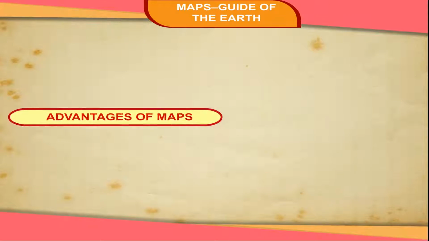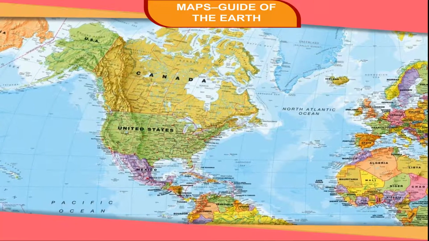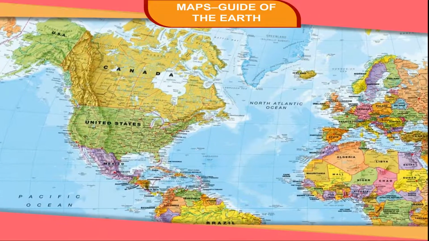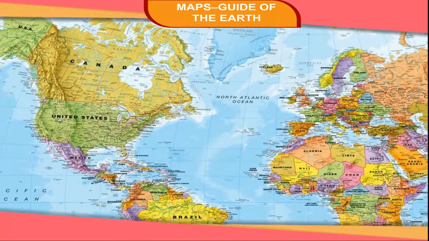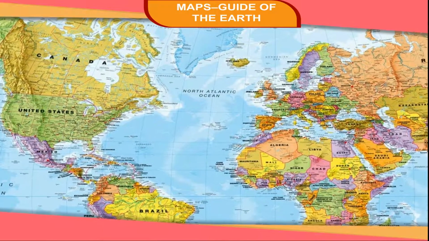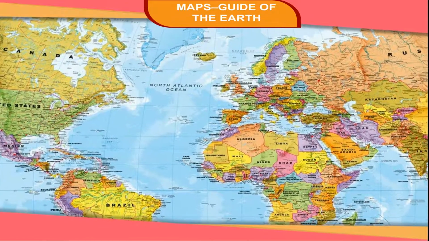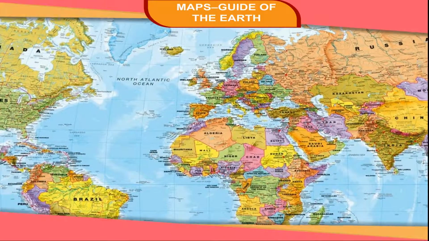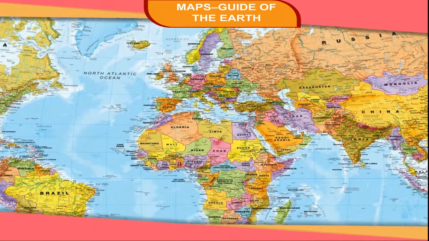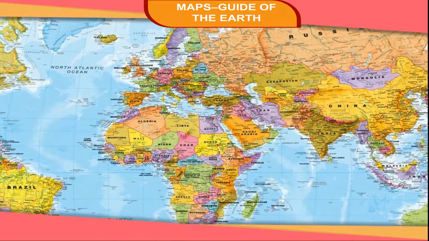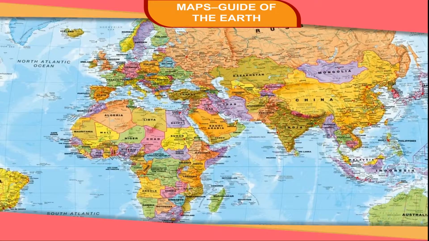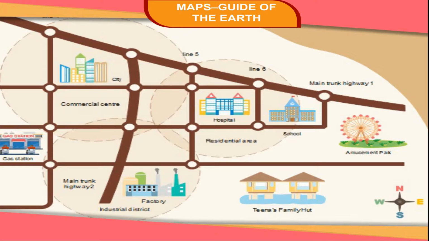Advantages of maps. Maps are very useful tools to study the Earth. We can see the whole world at a time on a map. Maps can show various places of the world in great detail. Maps can even show a very small area, like a city, with a lot of information. You can draw your school map providing its details. One can easily fold or roll a map and carry it.